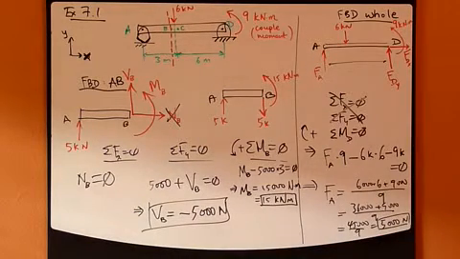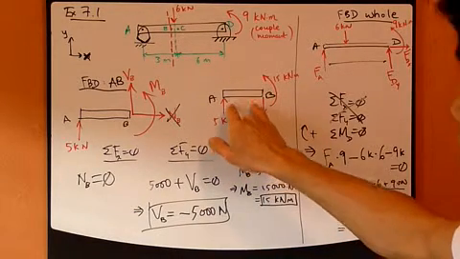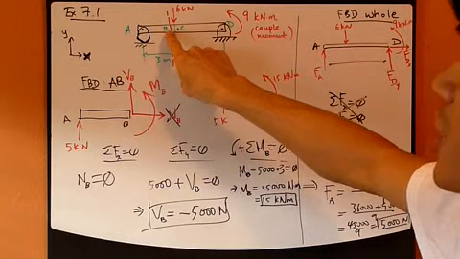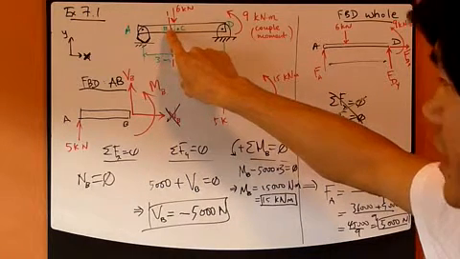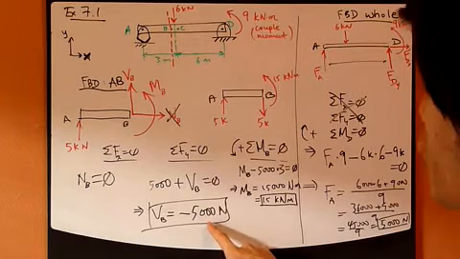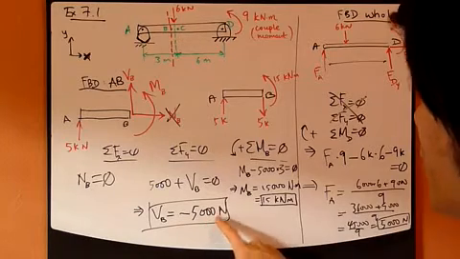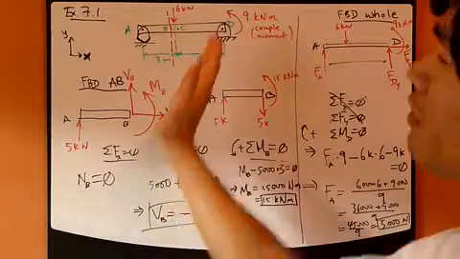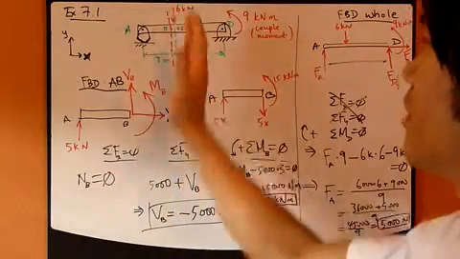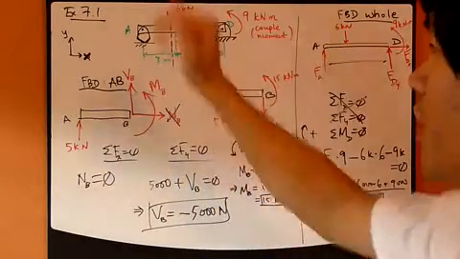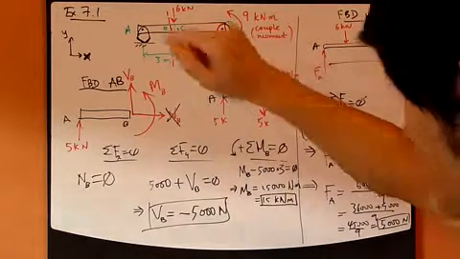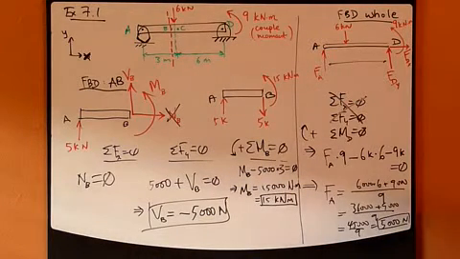Okay, so now section AB is done. I now know exactly what's going on at B. We have this shear force of 5,000 newtons going down, and I have a bending moment of 15,000 newton meters going counterclockwise at B. Let's move on to C. What's going on at C?